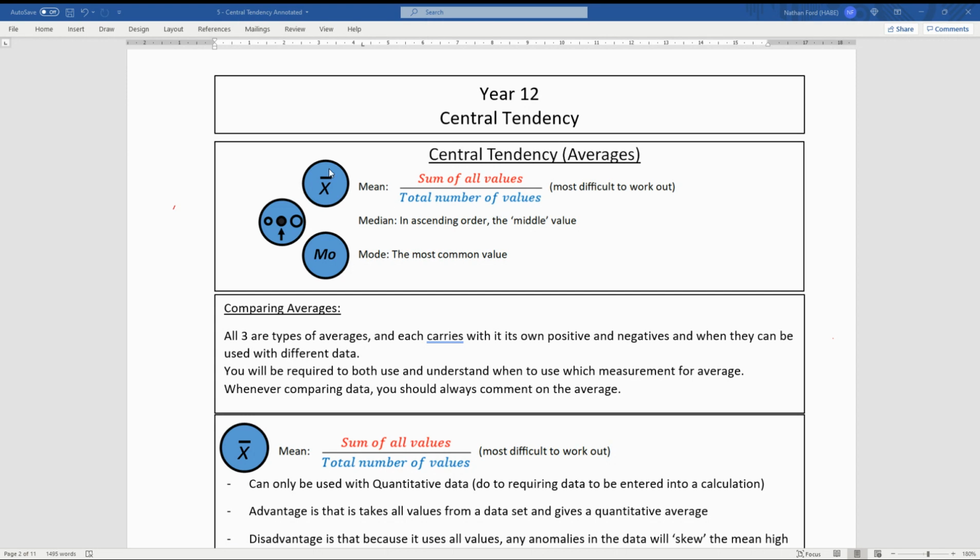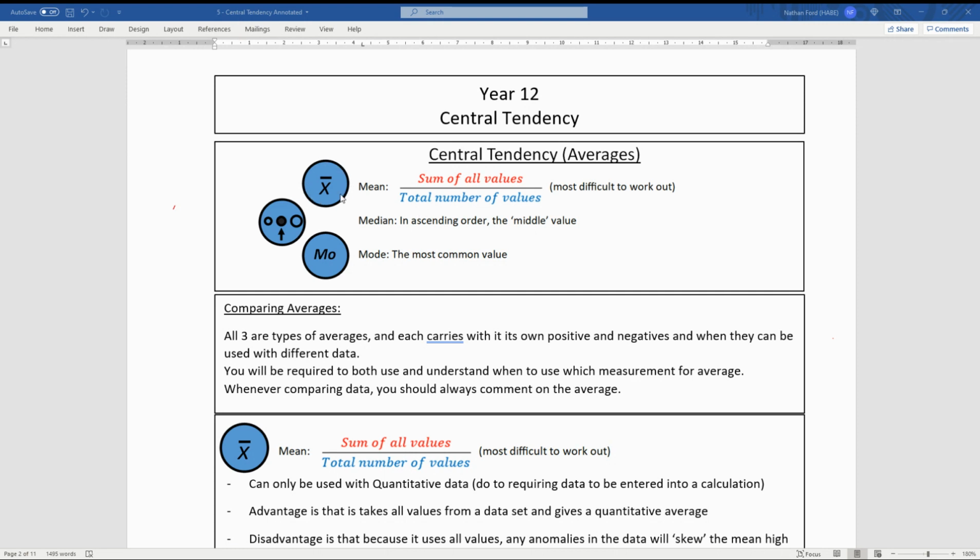But before we get there, you'll notice some of our symbols. I'm using MO for mode because mode is the most common value, which you should recall. Median, you'll notice the symbol there, and you'll see this coming up. Median because it's the middle value. So when we put it in ascending order or descending order, it is the middle value. And then we've got the mean.